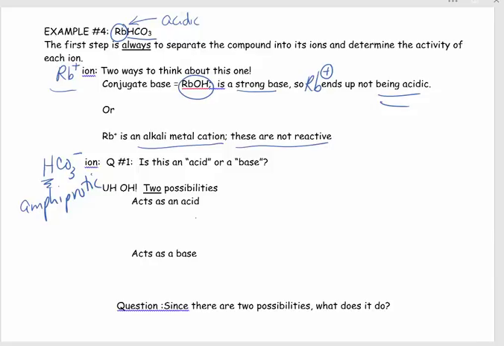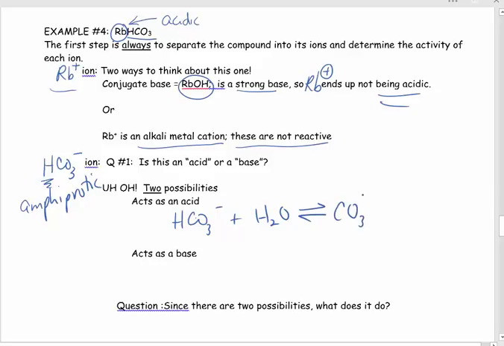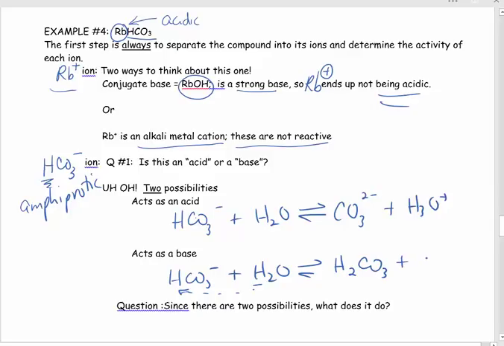All right, so let's write the two equations. If it acted as an acid with water, it's going to give up its H+ and make H3O+. Or if it acts as a base, instead of giving up its H+, it's going to grab an H from the water. So the H is going to go over to make H2CO3. And water lost its proton, so that's OH-.